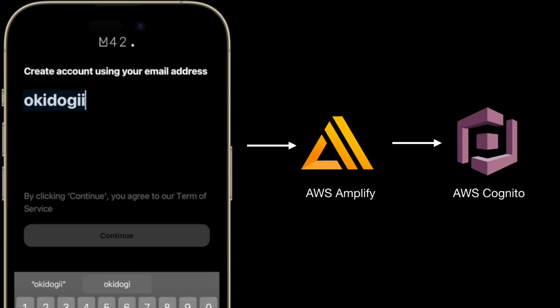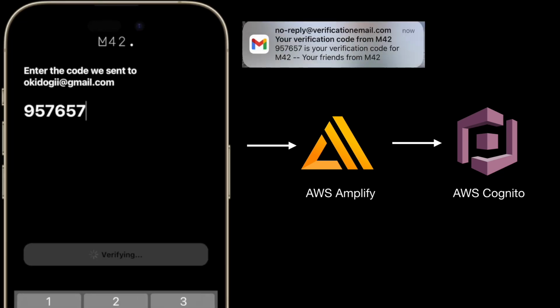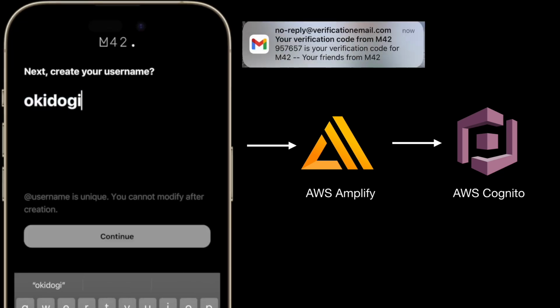In this video, I'm going to show you how to build a production-grade authentication flow with React Native, Amplify, and AWS Cognito in literally 10 minutes.